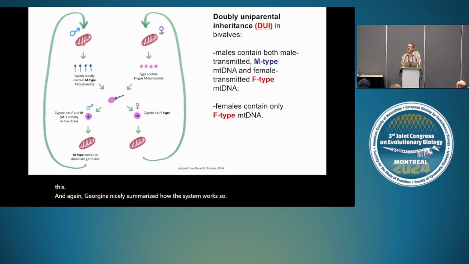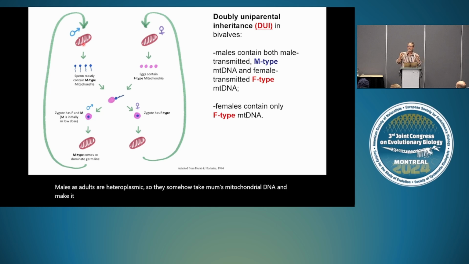Males, as adults, are heteroplasmic. They somehow take mom's mitochondrial DNA and make it predominant in their somatic tissues, and dad's mitochondrial DNA comes to dominate in the germline and in the sperm. So the sperm have dad's mitochondrial DNA. Adult females are typically homoplasmic, so they only put mom's mitochondrial DNA in their eggs.